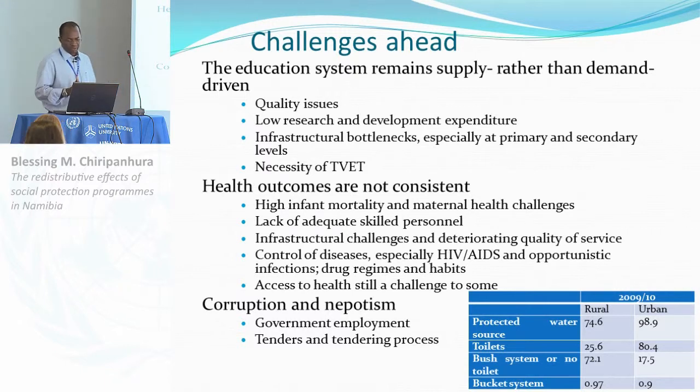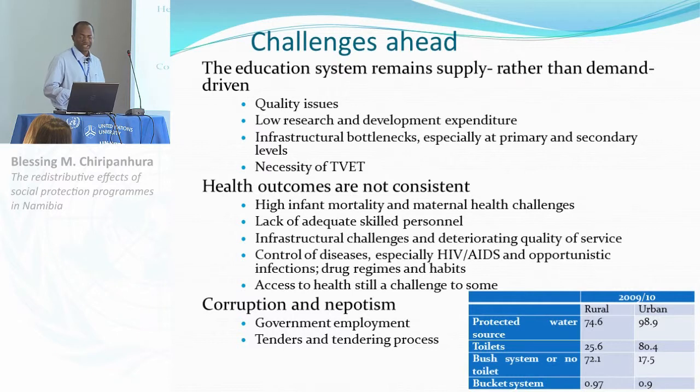Then the last point that we think may need to be dealt with if equality is to be achieved is to deal with corruption and nepotism. These are things that are not so easy to measure, but you see them happening, and every now and then they are in the press, particularly when it comes to tendering processes, and the tenders tend to be won by people with political connections, but sometimes the quality is not always as good, and it's a problem.